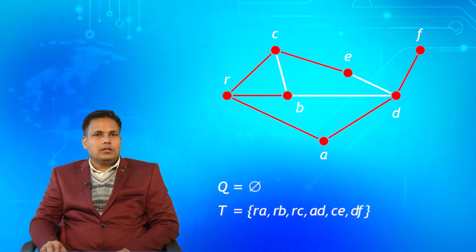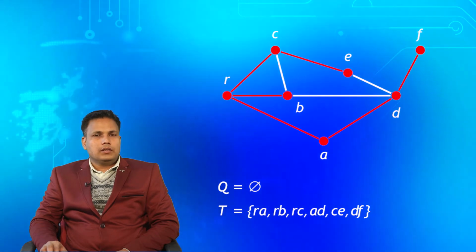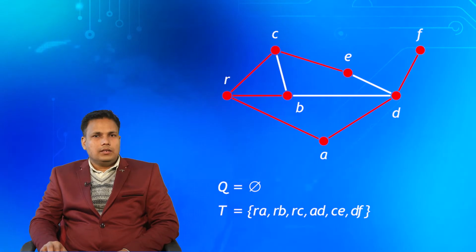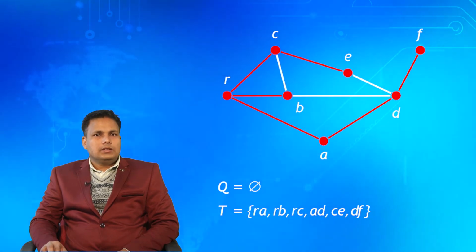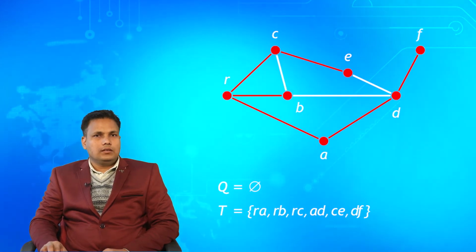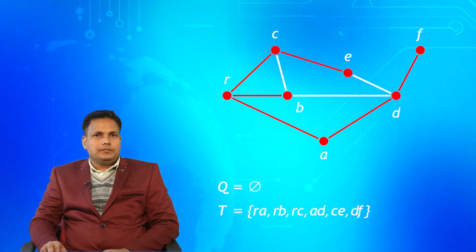So, we can see now we return the container T, which contains the edges R A, R B, R C, A D, C E and D F. So, you can see that there are 6 edges in T, right. So, T is a spanning tree. So, this is one example. Let us look at another example.